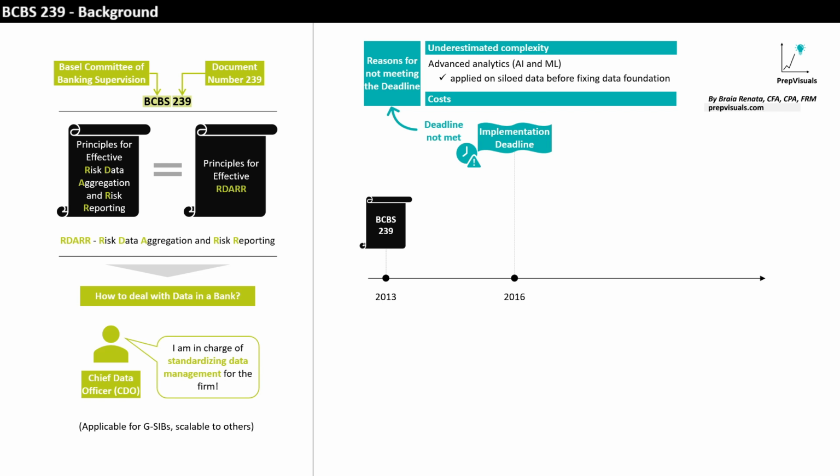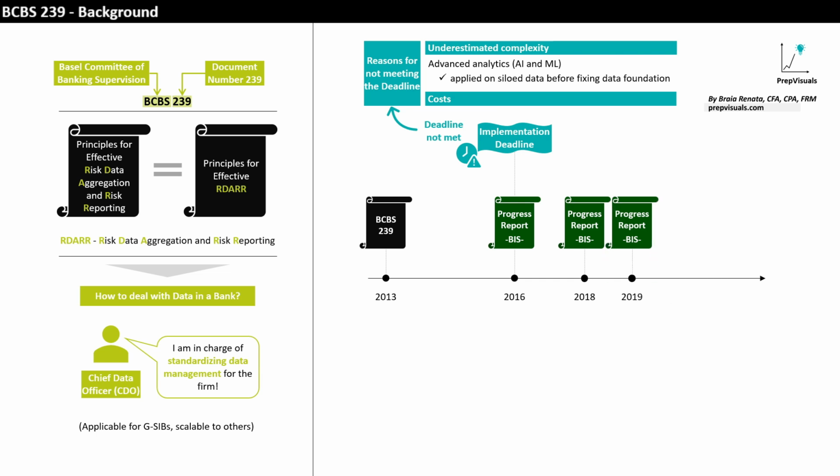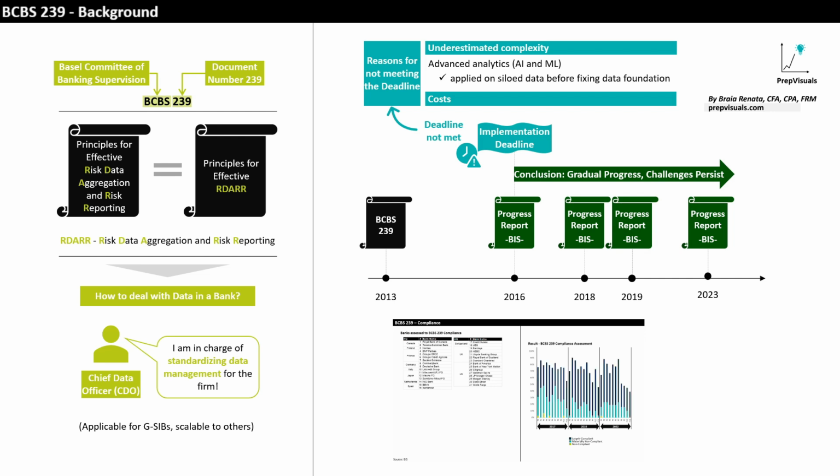So basically, because the original deadline was very ambitious and ultimately missed, the Bank for International Settlements subsequently issued progress reports, the first one being published in 2016, another one in 2018, another one in 2019, and another one in 2023. Across these reports, the conclusion has been consistent: progress has been gradual, but challenges continue to persist. The findings of the 2023 progress report will be covered in more detail in the final lesson.